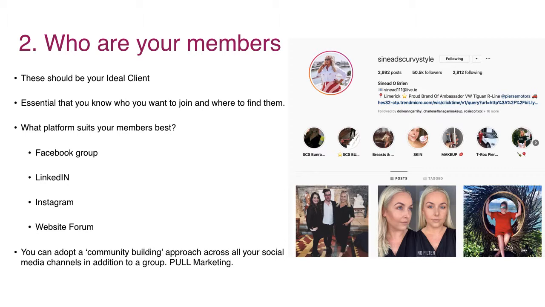Would they be better suited to a Facebook group, a LinkedIn community, an Instagram community? Perhaps they'd be better suited to a website forum on your website. You know, what works best for them? And it's important to throw in that you can also adopt a community building approach across all your social media platforms, in addition to your group.